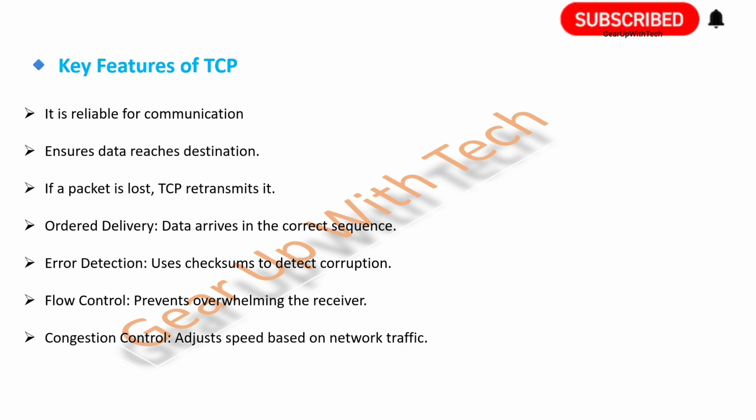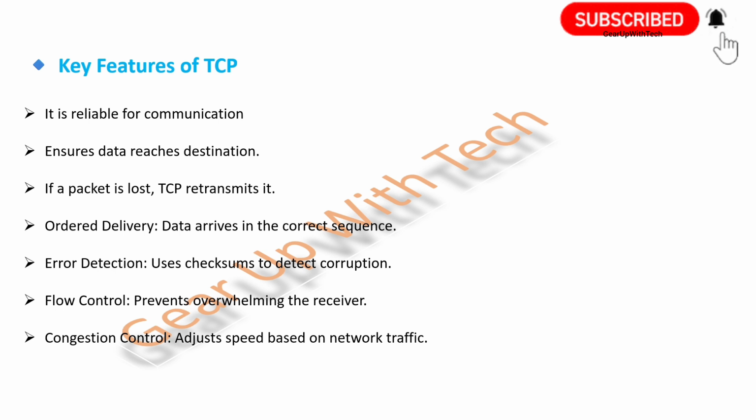In-order delivery: data arrives in the correct sequence. Whatever sequence TCP sends the data in, it will reach in the same sequence. Error detection: it uses checksums to detect corruption, to check whether the file is corrupted at the receiver side or delivered in the correct way.